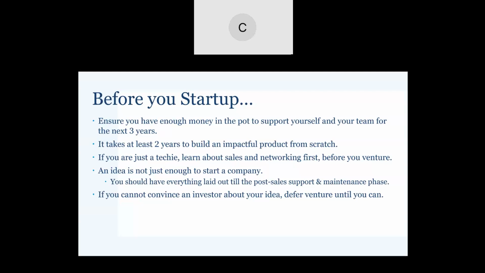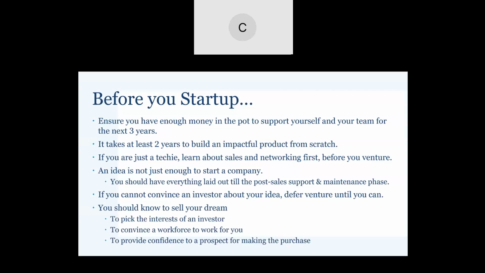And finally, if you cannot convince somebody with your idea, please defer it until you can. Convincing somebody is very important because that will allow you to get investments, and that will allow you to get talent. If you cannot convince a person to work for you, how will you develop your technology? You need to know how to sell your dreams and your ideas, for getting money in terms of investment, for getting talent in terms of hiring, and finally to make a sale. For all these three objectives, you need to know how to sell your ideas. If you're not very confident about selling your ideas today, gain that confidence, then think about starting up the company.